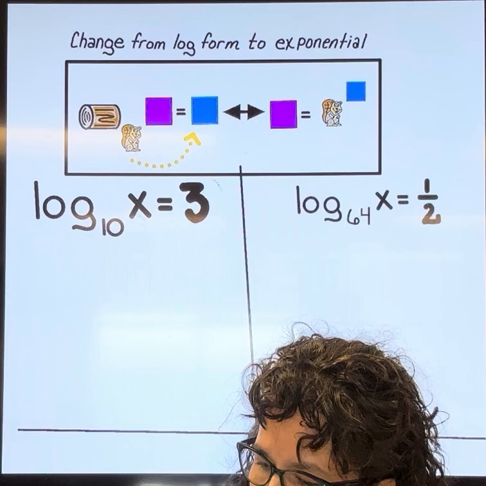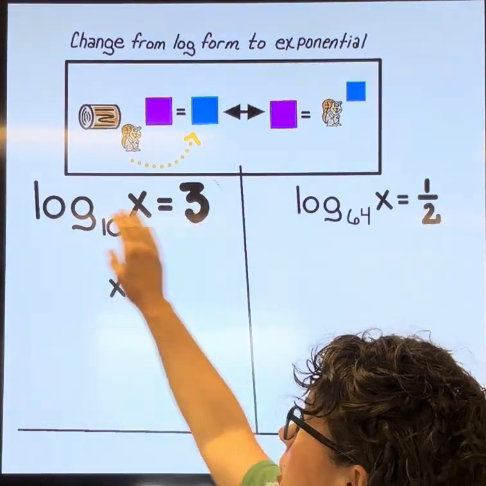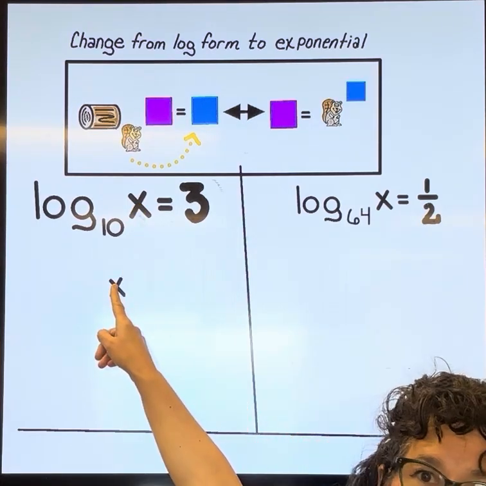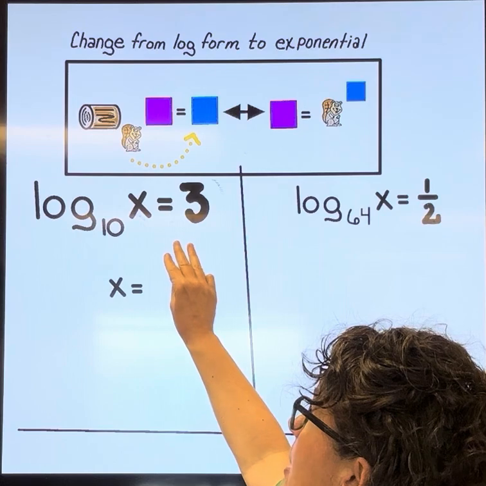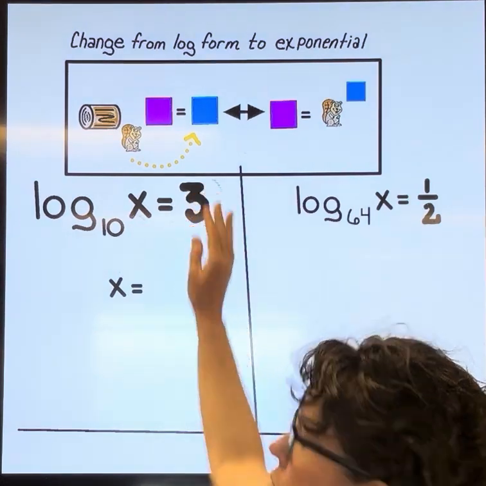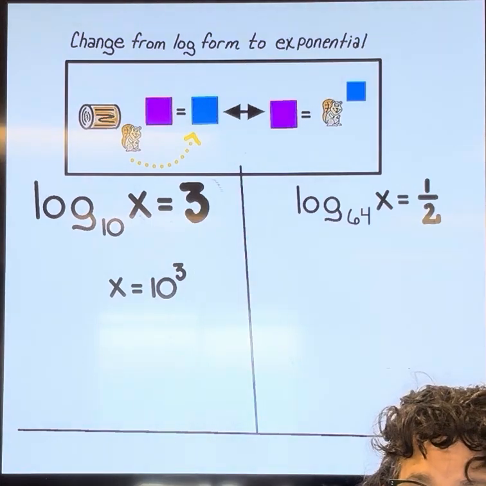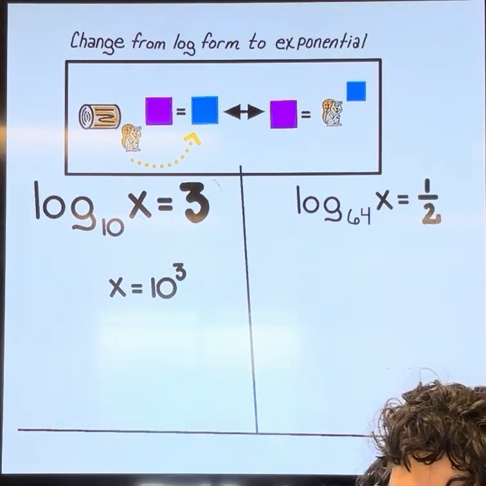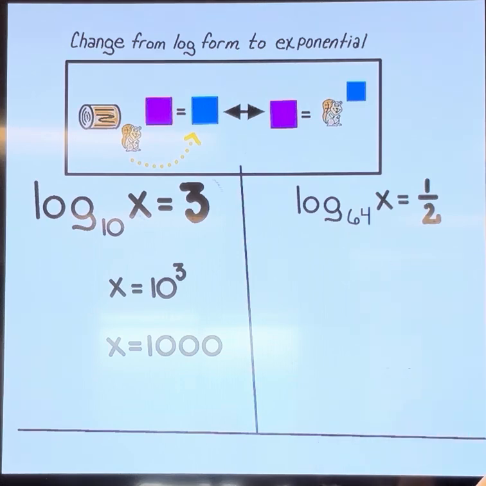So if I have this 10 tunnel under and the log falls in, the only thing left on the left side is x. I have equals. The 10 comes up underneath the 3 and pushes that up. So this is 10 to the third power. 10 times 10 times 10 is 1,000, and we have that one solved. All right, so leave it to beaver.